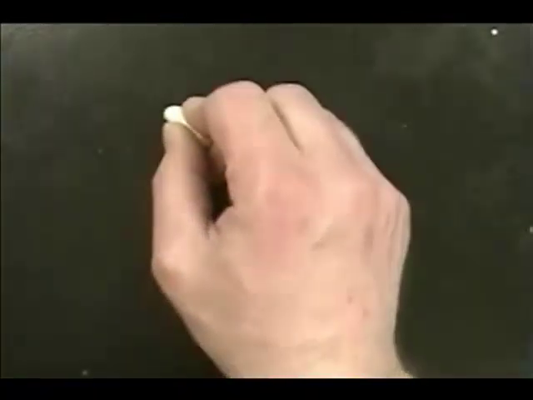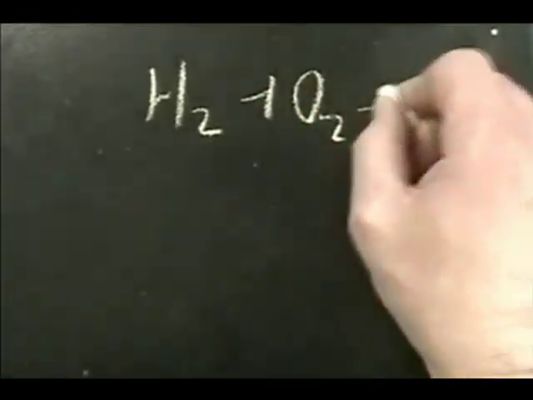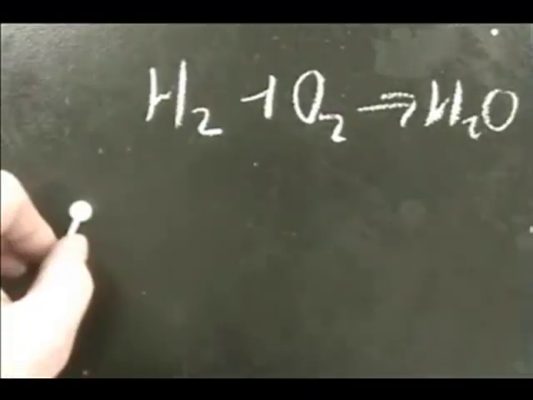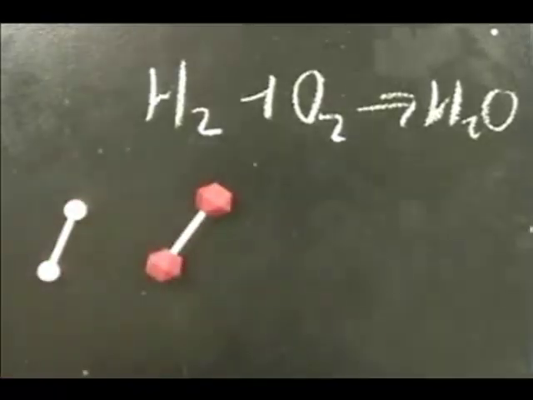So let's say we were going to do this reaction. We were going to take hydrogen and react it with oxygen, and then we were going to make water. Well, here's a model that represents hydrogen, H2, and here's one that represents oxygen, O2. According to the law of conservation of matter and Dalton's atomic theory, we should be able to take apart these atoms, rearrange them, and then get water, the new molecule.